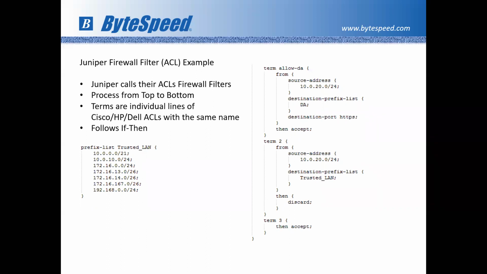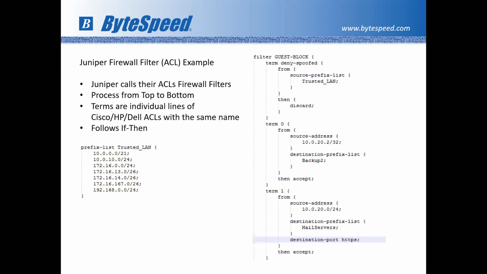And then most rules have an implicit discard or reject. So term 3 is to reject the rule. So, for example, if we're going to Google, the router gets a packet that is destined to Google.